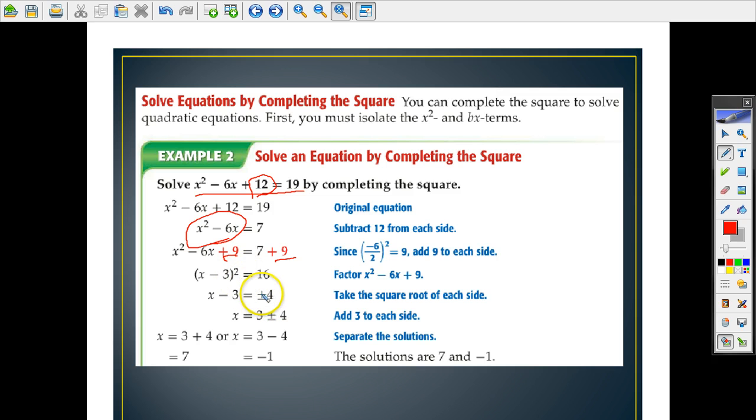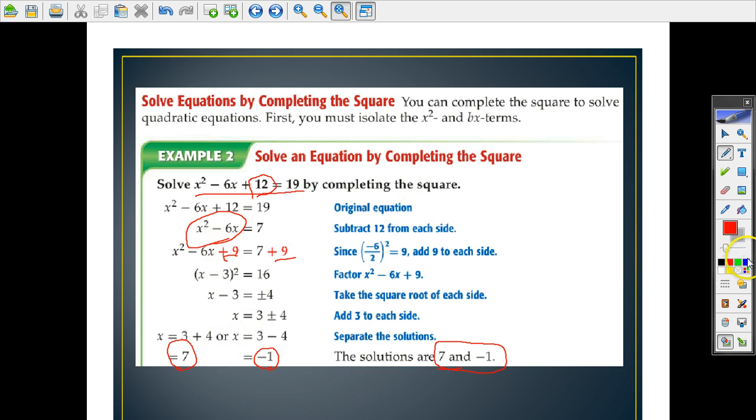So remember you have to do plus and minus. Now you have x minus 3 equals plus or minus 4. x equals 3 plus or minus 4. So there are two answers. 3 plus 4 is 7. 3 minus 4 is negative 1. So here are your two answers, 7 and negative 1.